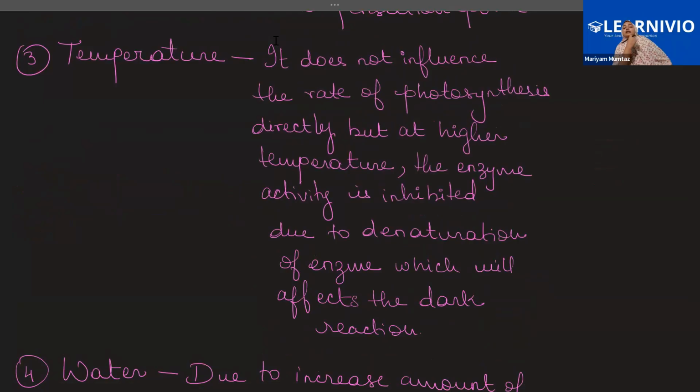The direct effect of temperature is not there for photosynthesis, but do you remember, when we were talking about proteins, what happens to proteins when you increase the temperature higher than the optimum temperature? They get denatured. Yes, they get denatured. And tell me what will happen if a lower temperature than their optimum temperature is there?